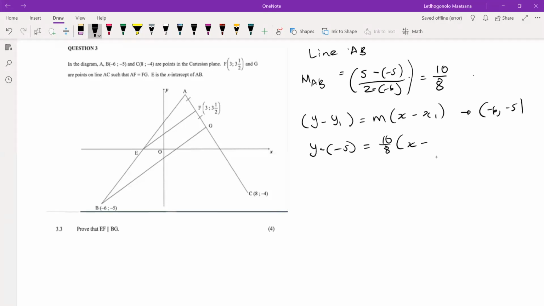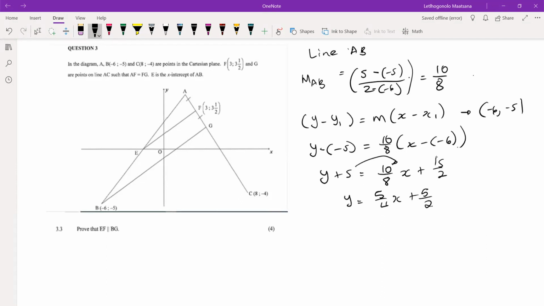x minus -6, and we'll go ahead and multiply out with that negative. y plus 5 is equal to 10 over 8 x, multiply out, we'll get plus 15 over 2. We'll take the 5 to the other side. We get y is equal to 5 over 4, we're just simplifying this fraction over here, x plus 5 over 2.